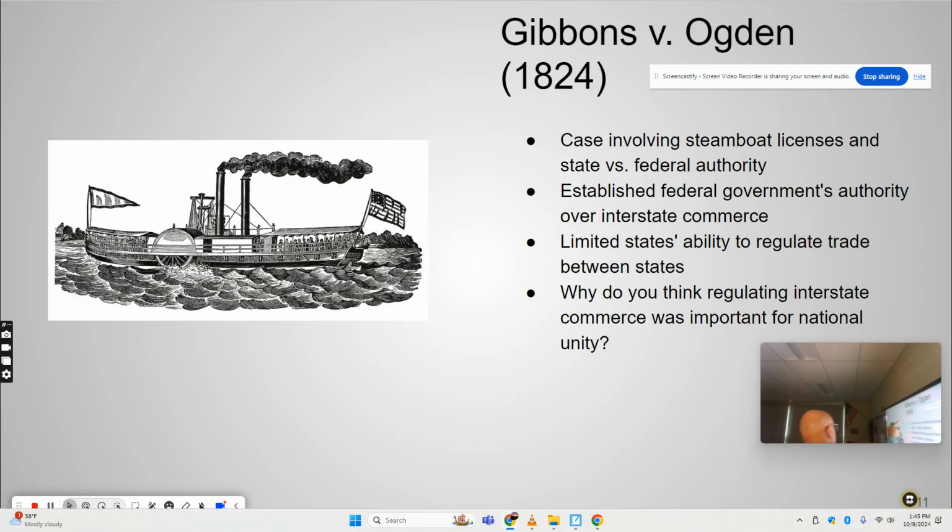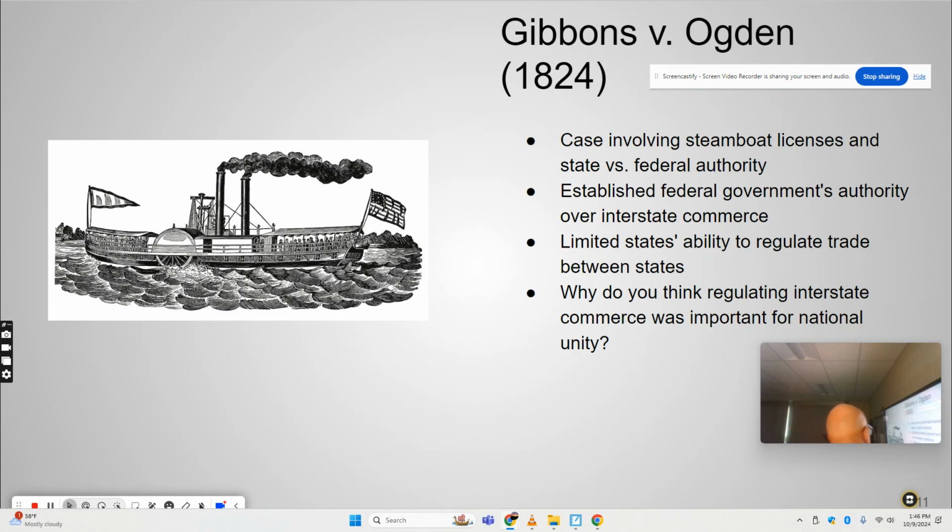So Gibbons v. Ogden is the third case this lesson. We talked about two yesterday. We talked about Dartmouth College versus Woodward. We talked about McCulloch versus Maryland, and I posted a video clip on those last night for you to watch by Friday. The third one is Gibbons v. Ogden, 1824. This case involves steamboat licenses and state versus federal authority.